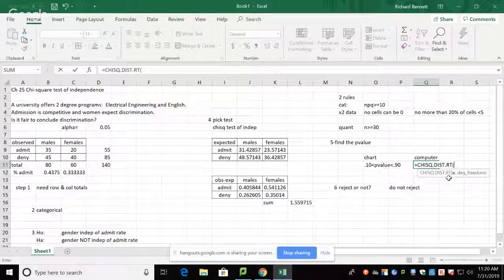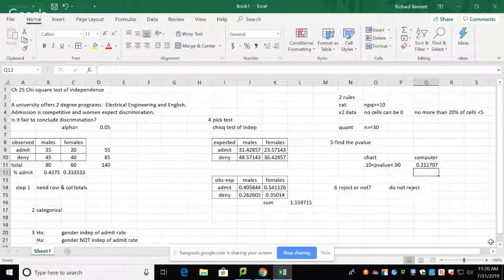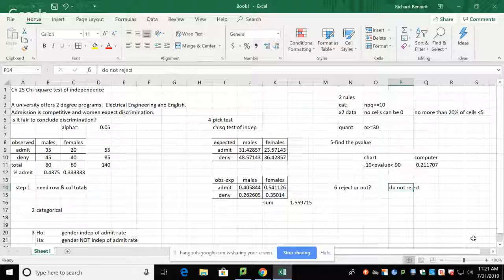The sum. Sum in this case is 1.559, right? And how many degrees of freedom do I have? 1. 1 degree of freedom. Okay. So my p-value hopefully is in between 10% and 90%, and it is 21%. Okay. So in either case, whether you do it with the chart or whether you do it with the computer, you do not reject. Okay? Does that make sense?